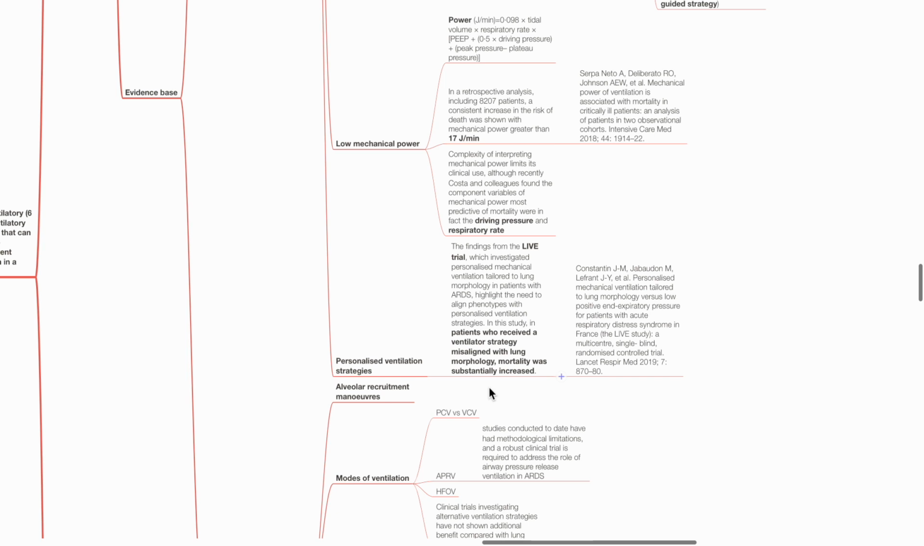The findings from the LIFE trial, which investigated personalized mechanical ventilation tailored to lung morphology in patients with ARDS, found that patients who received a ventilatory strategy misaligned with lung morphology had increased mortality.